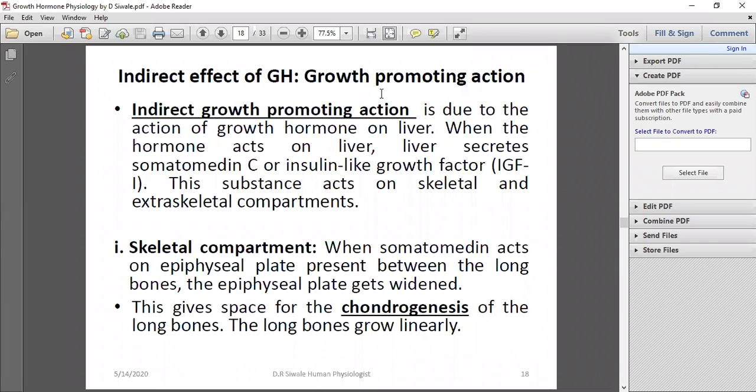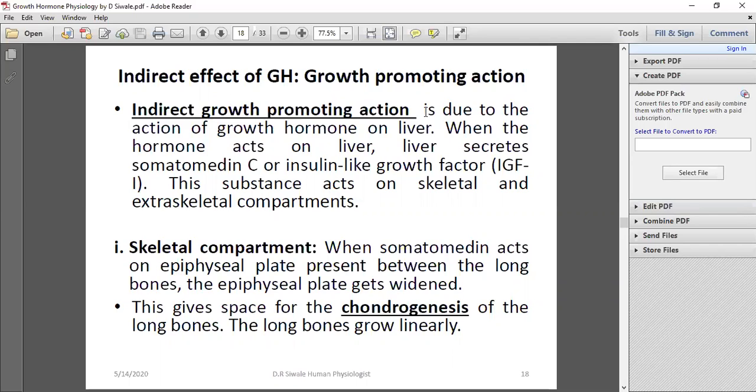The other name for somatomedins is insulin-like growth factor, IGF-1. Not IGF-2, but IGF-1. There is also IGF-2 in the fetus. During fetal development, there is a growth hormone-like hormone, but it's called IGF-2. But after birth, we are dealing with IGF-1. So that's what we mean by indirect effect. There is production of IGFs or somatomedins.